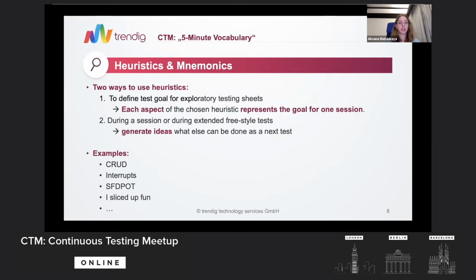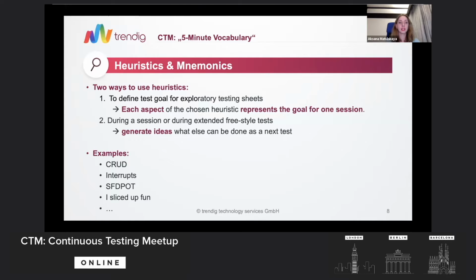So how can you use heuristics? Actually, you can use them in two different ways. The first way is to define test goals for exploratory testing sheets. About exploratory testing sheets, please have a look at test charter. You can find a video recording of it. In this case, for each aspect of the chosen heuristic, you will create one session sheet.